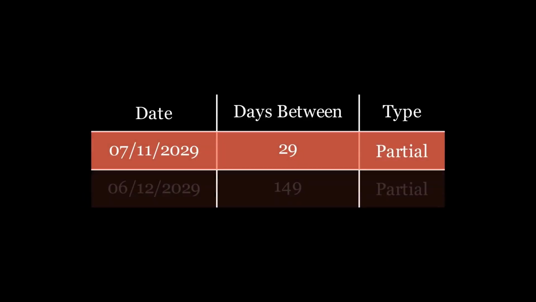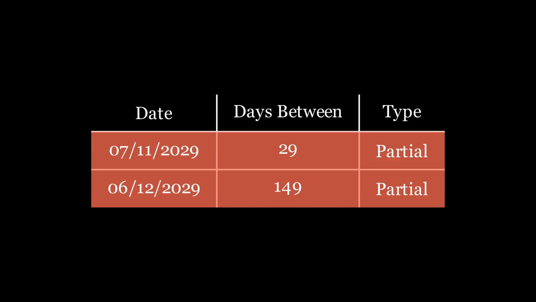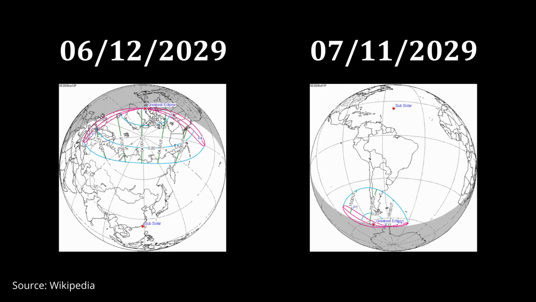If we look forward to 2029, we see 2 eclipses separated by only 1 month. This is because 2 new moons occurred in the same 35-day eclipse season. The first casts a shadow on the top of the Earth, and the second casts a shadow on the bottom of the Earth.